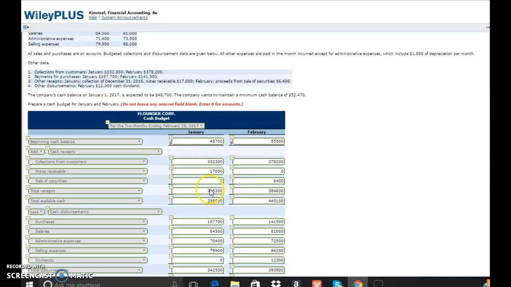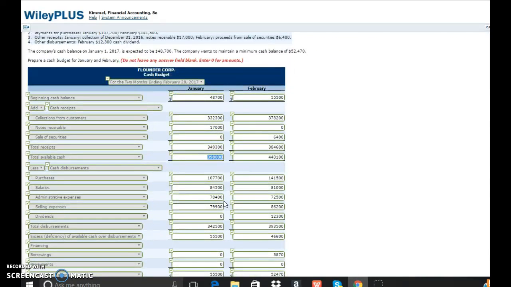Then we're going to add the total receipts to the beginning cash balance in January. We don't know the beginning cash balance of February yet, so this isn't here yet. So we're going to add up in January. And so the total is going to be $398,000 for a total available cash.